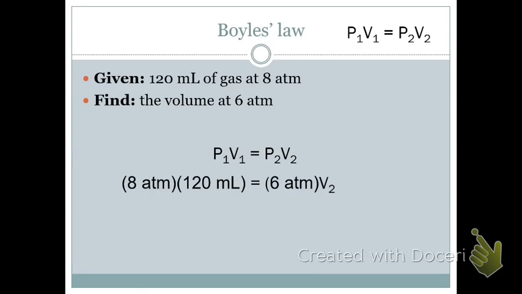I'm going to do the same thing I did before. Remember, I said we're only going to multiply and divide. So I'm going to divide both sides by 6 so I can cancel them out on that side and get my V2 alone. Clear your calculator. Open parentheses, 8 times 120, close parentheses, divided by 6. Press your equals sign, and you should get 160 milliliters. I've given you milliliters for volume, and I'm asking for volume, so you give me milliliters back. Okay.